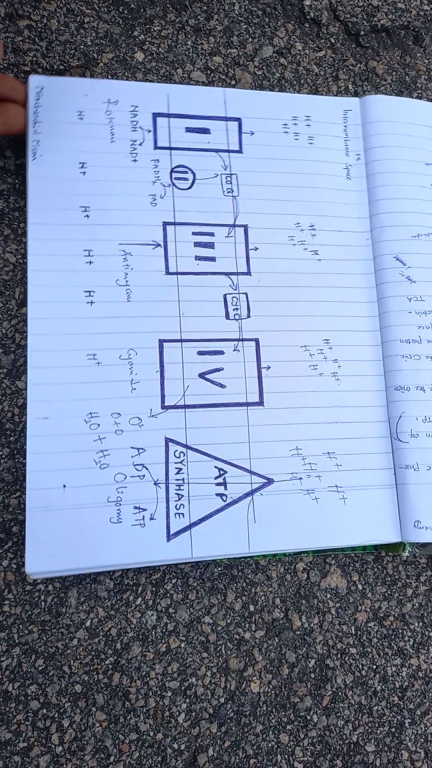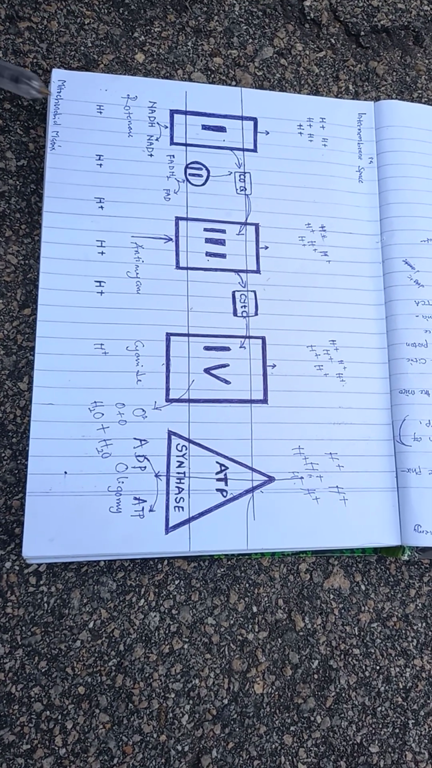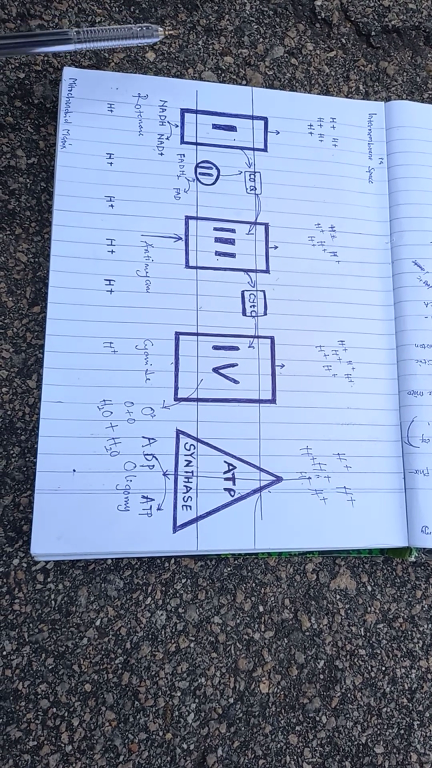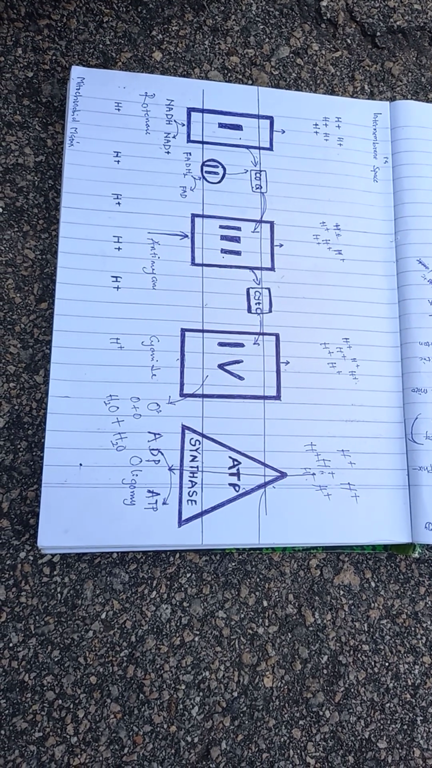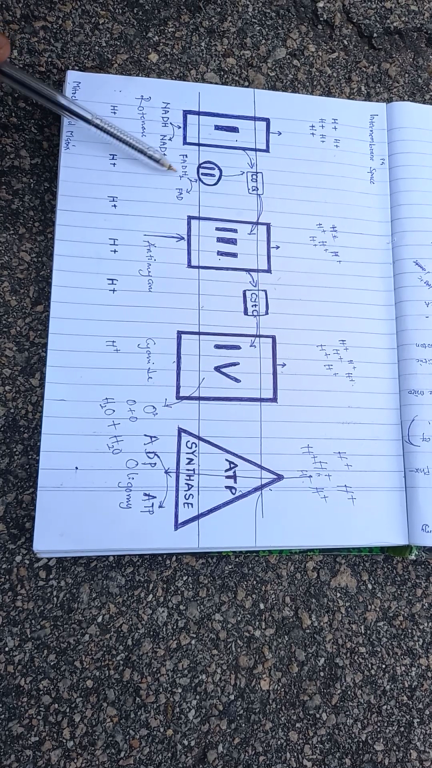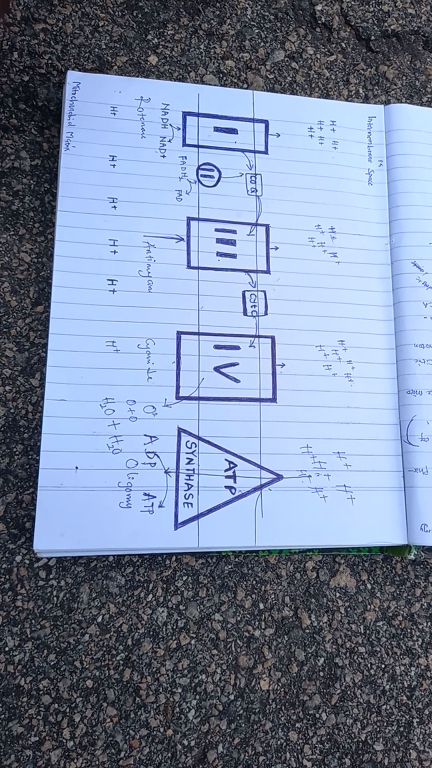Hello. We are going to be talking about the electron transport chain. After the TCA cycle, we assume that NADH and FADH2 were obtained.